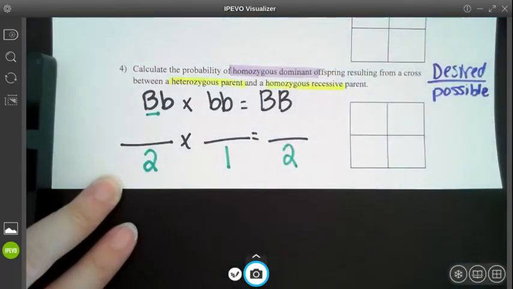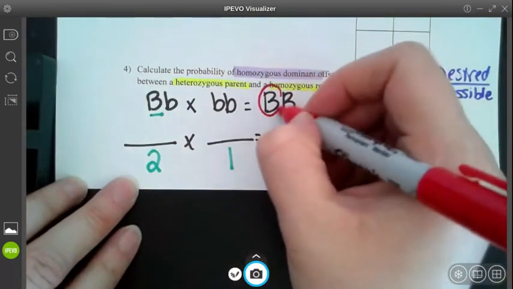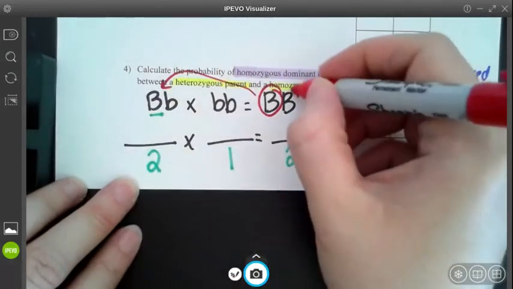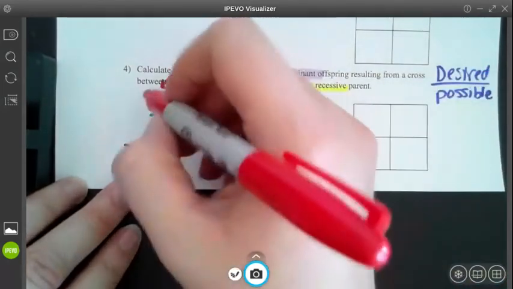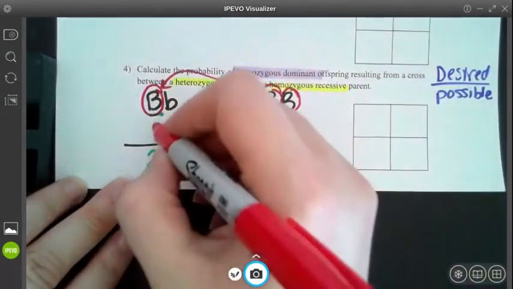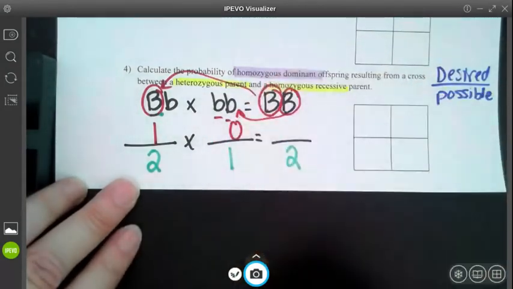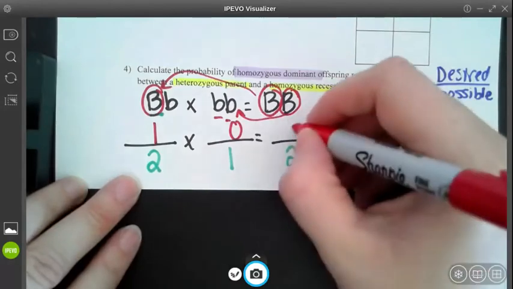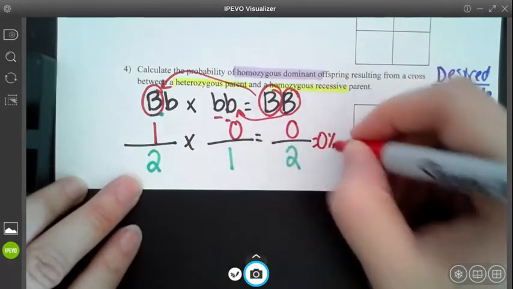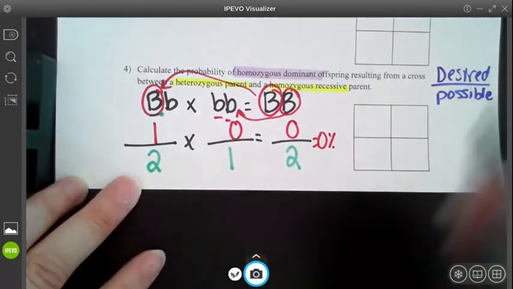Now we need to do the top. Well, I have a big B, so my desired is here, so that'll be 1. But my desired is missing here, so that's a 0. So 1 times 0 is 0, so that's a 0%. Fill in our Punnett square.